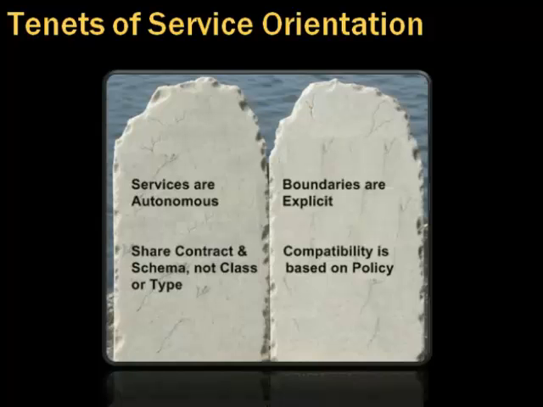What does autonomous really mean? What does an explicit boundary look like? Sharing contract and schema, if that's just XML and XSD, well, we were doing that with web services before this whole service orientation thing became the big deal. And compatibility, well, that's one that nobody ever really managed to explain in a very good way. And we were kind of left with this feeling, or at least I was, that something's missing here.